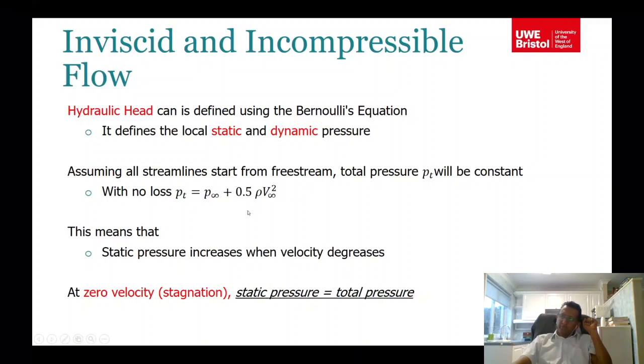And at zero velocity, you have P infinity equals P total. So this pressure is called total pressure or stagnation pressure. At stagnation conditions, stagnation means there is no velocity, the fluid is not moving. At stagnation conditions, your static pressure is equal to total pressure.